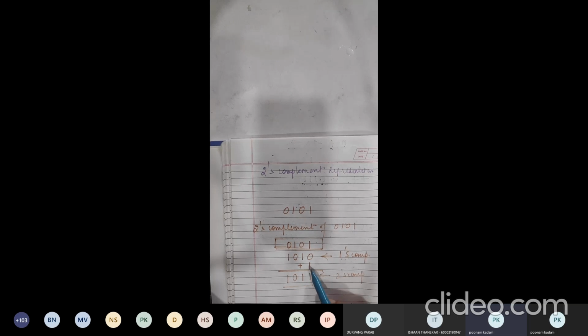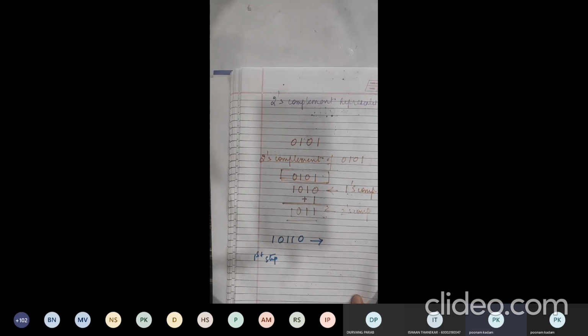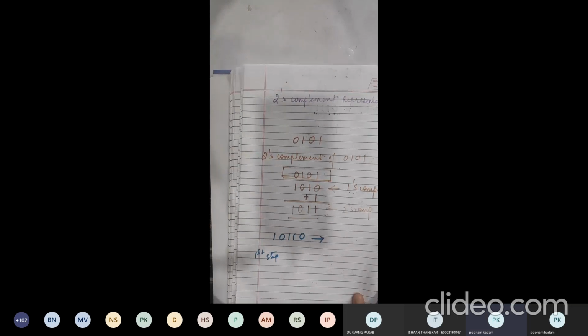Okay. So one more example, let's say 10110 is the binary sequence. So to find its 2's complement, what we'll do? First step is... We can't see. Sorry. Is it visible now? Now visible?